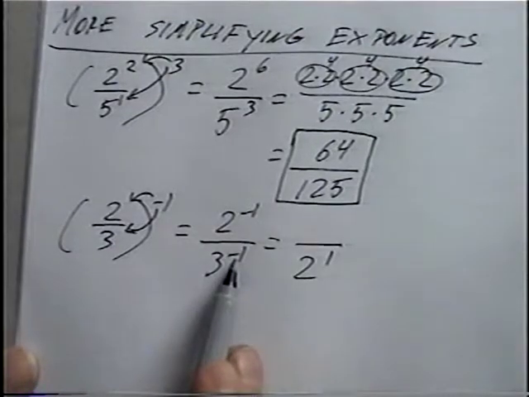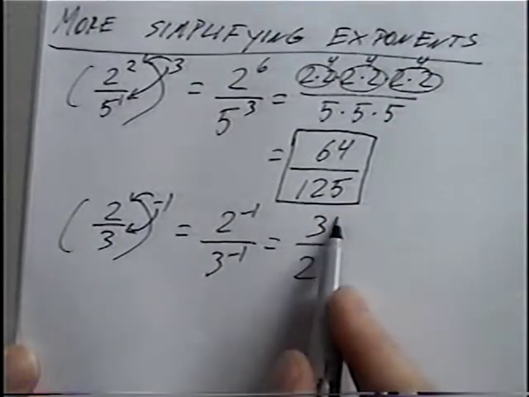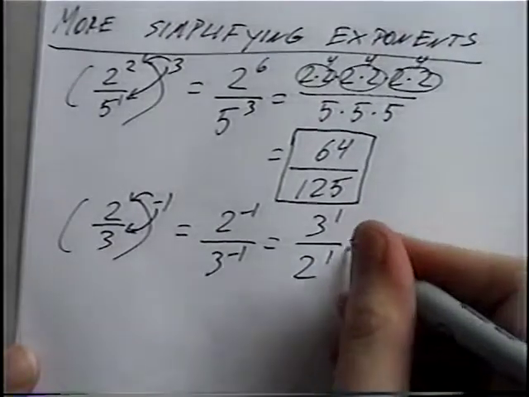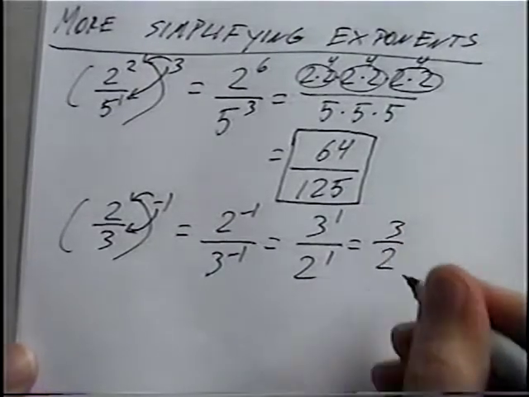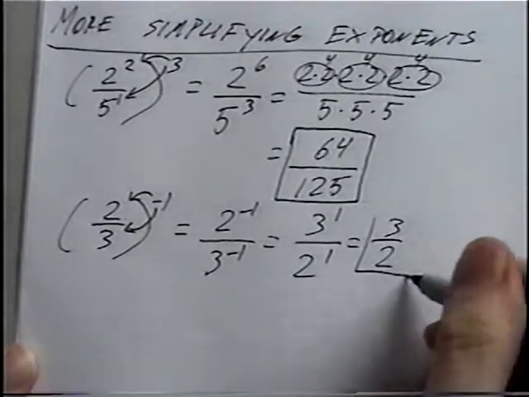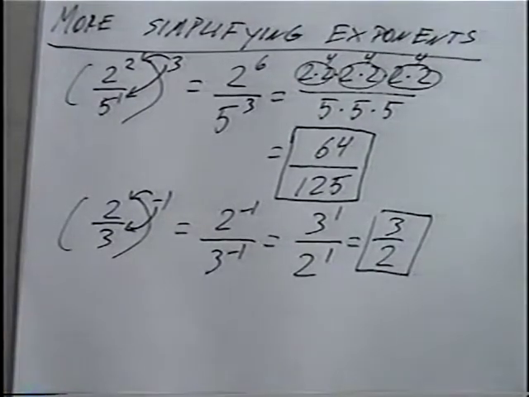Likewise, in the denominator, if you have 3 to the negative 1, the negative 1 will go to the numerator or top of the fraction and become a positive 1. 3 to the first power is just 3. 2 to the first power would be 2. And your final answer would be 3 over 2.